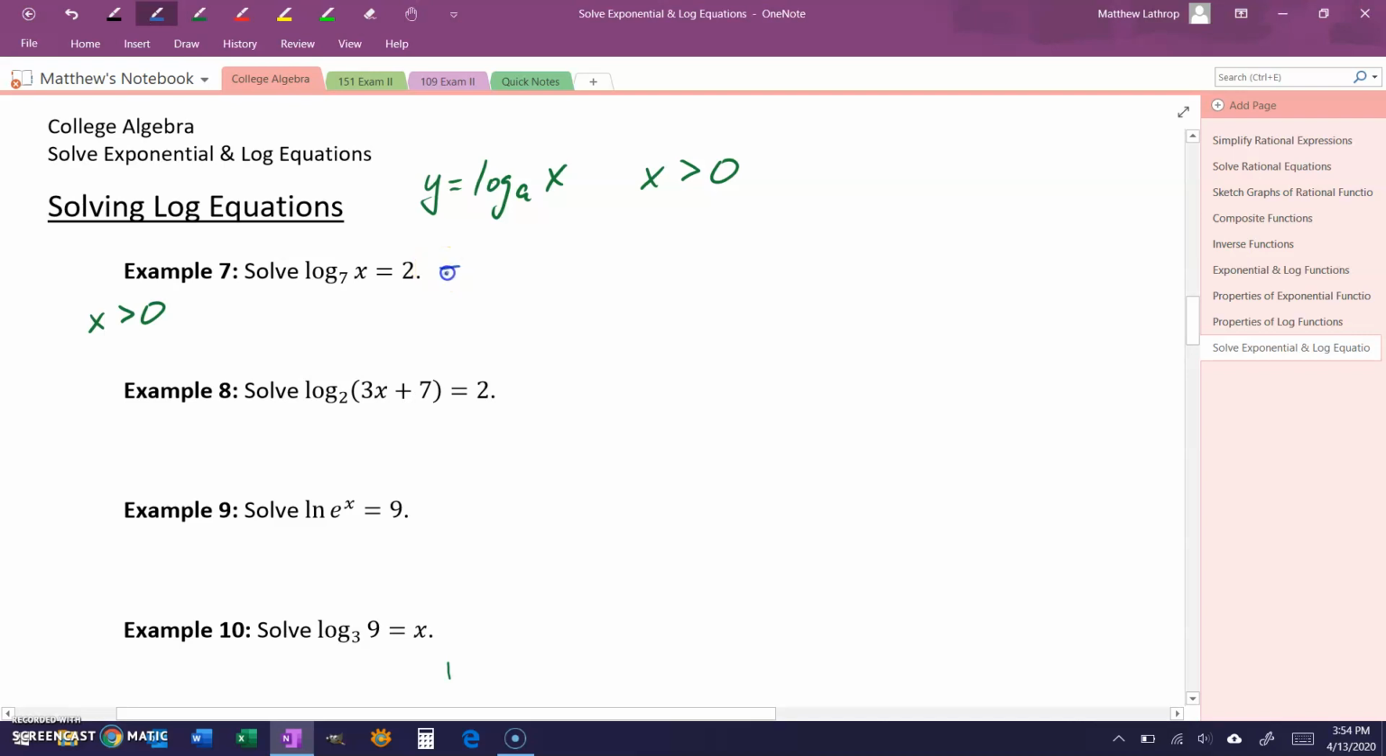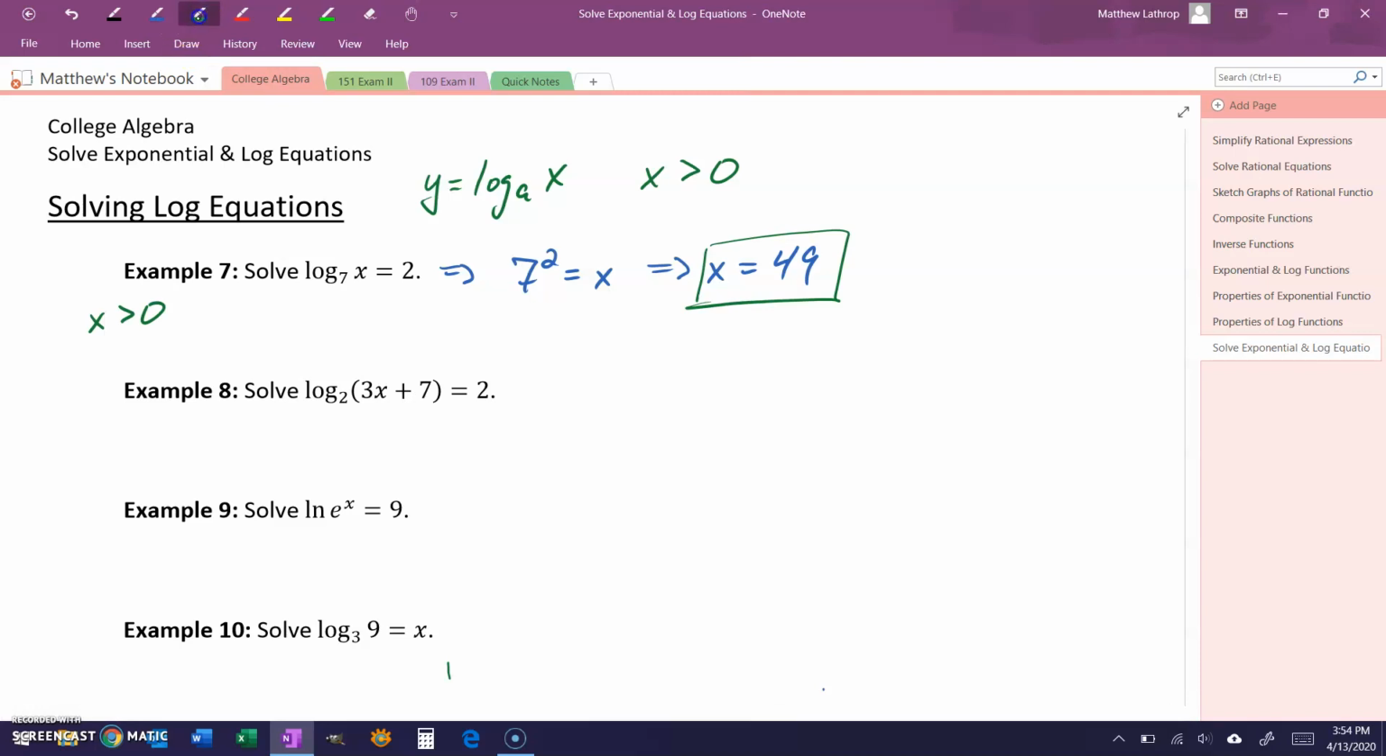In order to solve this, we can rewrite that log function as an exponential, which would be 7 squared is equal to x, which would tell us that the solution here is x equals 49. Since that value is greater than 0, we know that's a valid solution to this log equation.